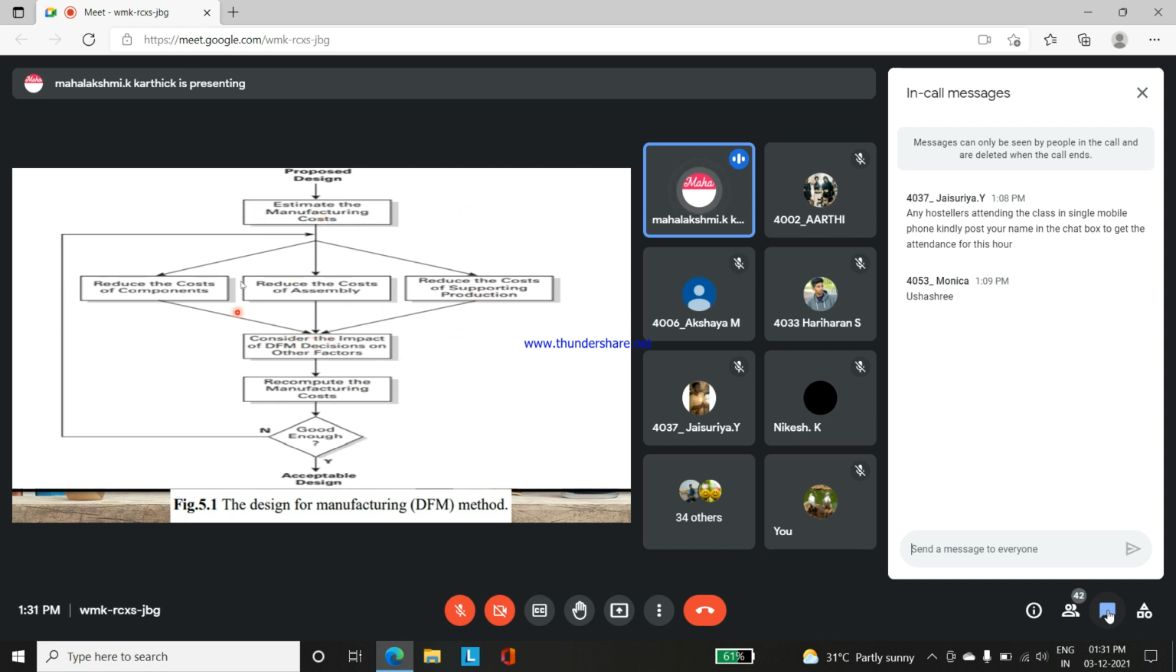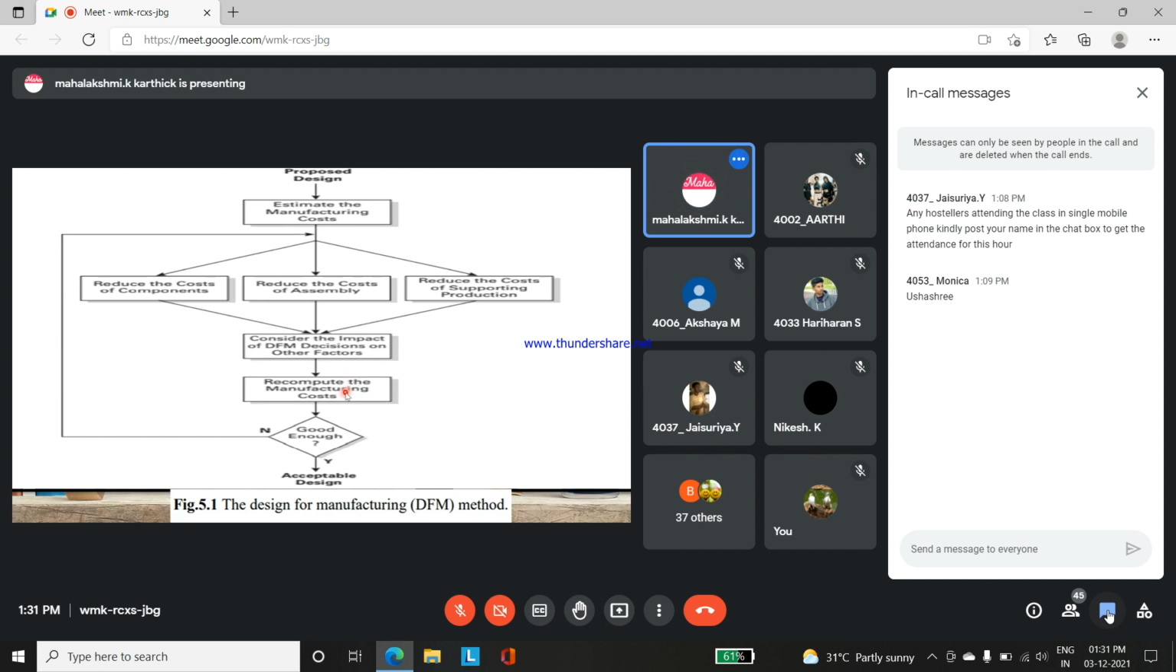After completing all the 5-step method, we will have one list of manufacturing cost. So what is that list? You have to find it. Recompute the manufacturing cost. You do that calculation, whether the estimation, after reducing all the details, whether the computed manufacturing cost is okay or not.